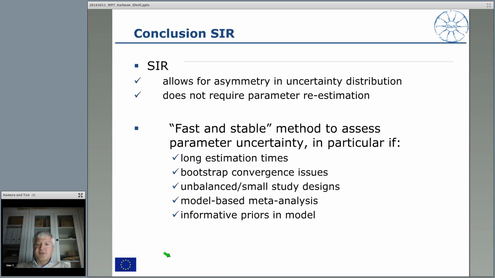Everything is relative, but compared to the bootstrap, at least, we typically see in terms of run times that it's on average 10% of the time of a bootstrap. And even though evaluations of the likelihood are not guaranteed to be successful, they certainly are much more robust than estimations. It's also applicable to unbalanced and small studies in a different manner than the bootstrap. And also in situations, for example, where you have informative priors where you can't really use a bootstrap, we don't see any reason why SIR wouldn't be a useful method.